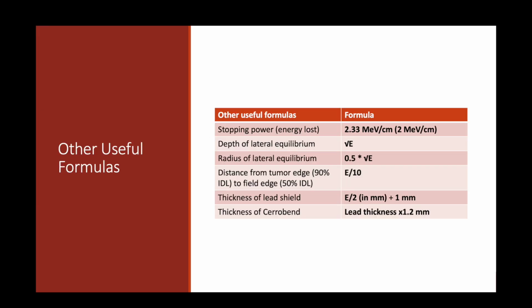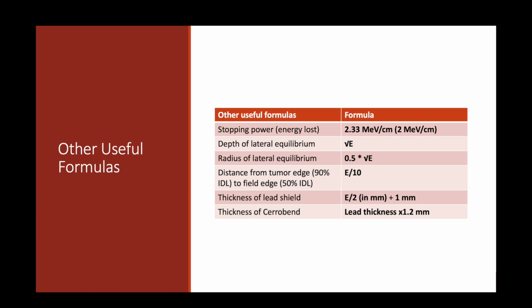There are many other useful formulas when it comes to electrons, and these are also formulas that you probably do need to know for physics board exams. One thing that's very commonly asked is the stopping power of electrons, or how much energy is lost. A rule of thumb is that electrons lose around 2.33 MeV per centimeter, or an approximation of that is around 2 MeV per centimeter. That's the stopping power, or how much electrons lose as they travel through tissue.